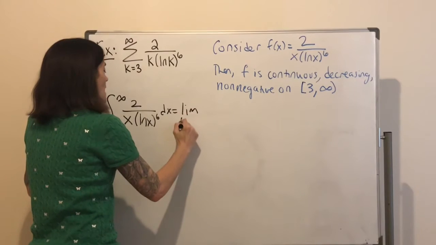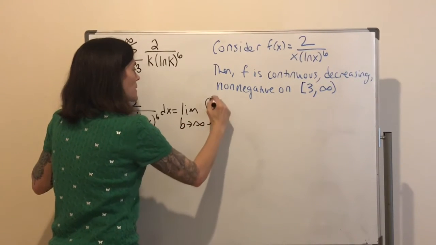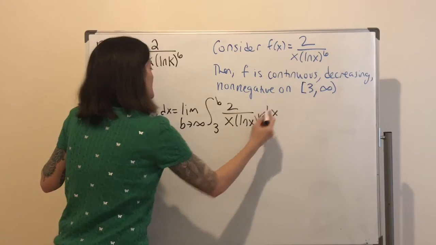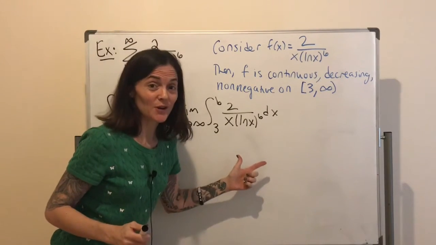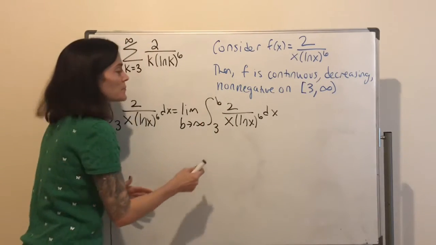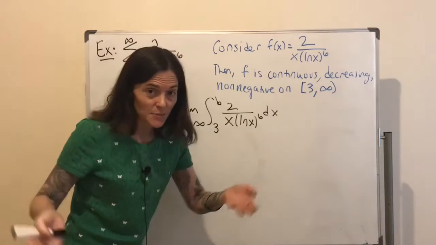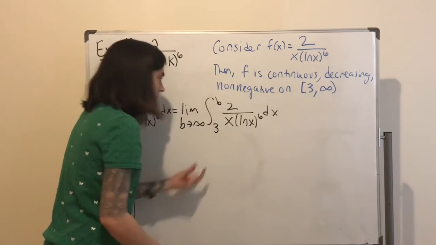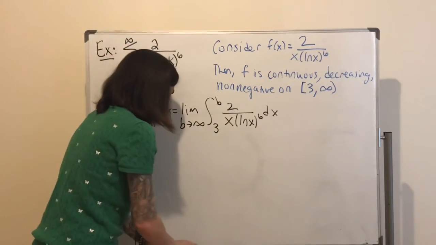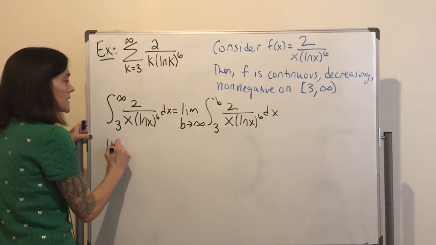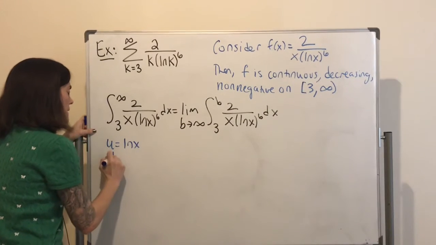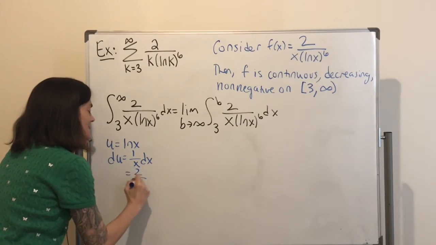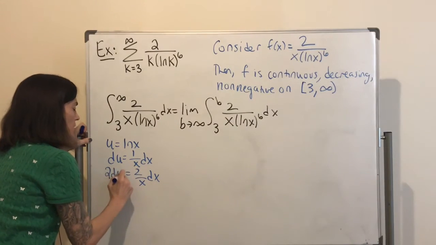This is a limit. As b goes to infinity, the integral 3 to b of 2 over x ln x to the 6th. Okay, well, if you look at this integral, substitution, right? Because here inside parentheses we see a log. And then we have a multiple of its derivative because the derivative of natural log is 1 over x dx. So let's do the work over here. u is ln x. du is 1 over x dx. We have 2 over x dx, which will be 2 du.